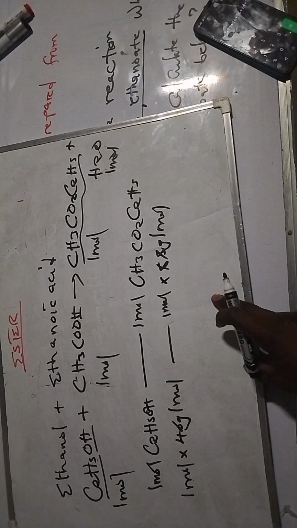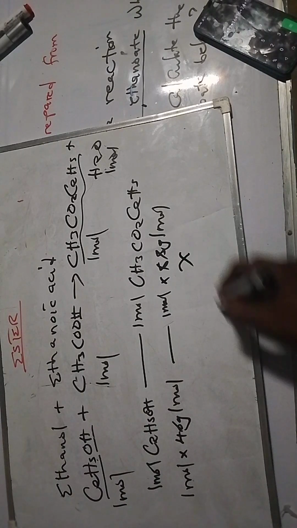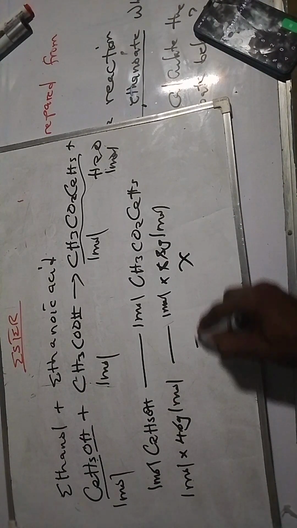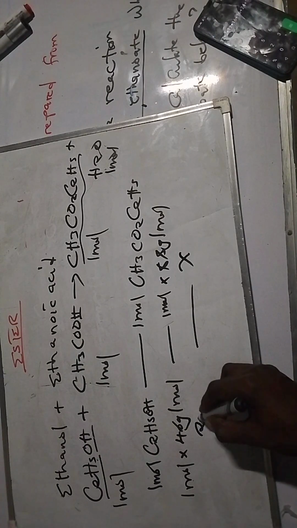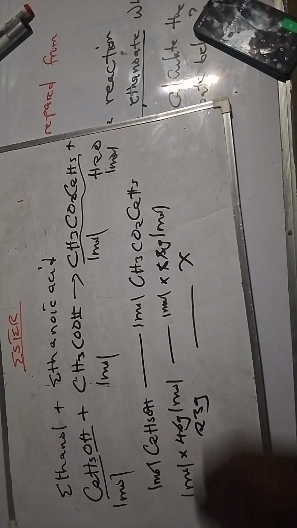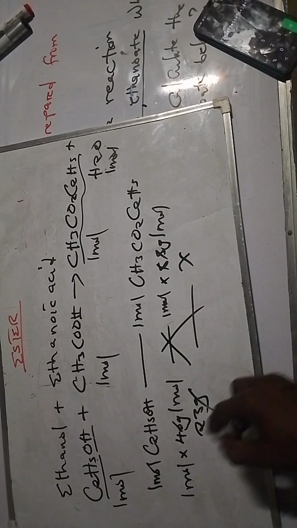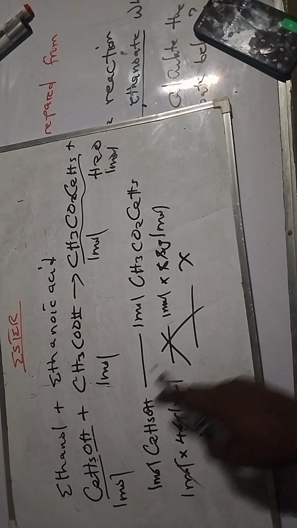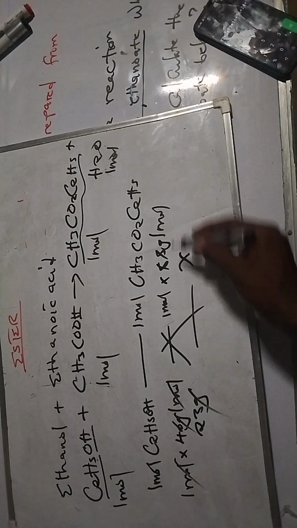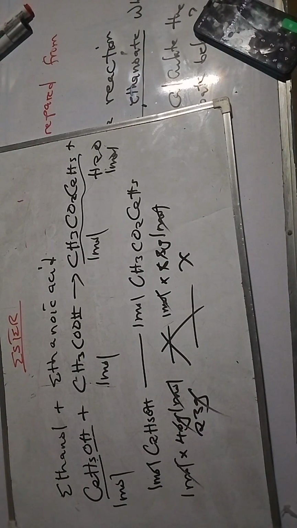Then what else? What can I do next? Remember that I want the mass of this one. So here I'll put X, since I'm looking for the mass of this one. Then for ethanol, it has 23 grams. So 23 grams. Then I'm going to cross multiply. So gram and gram can go. Moles and moles can go. So all the units here have cancelled.